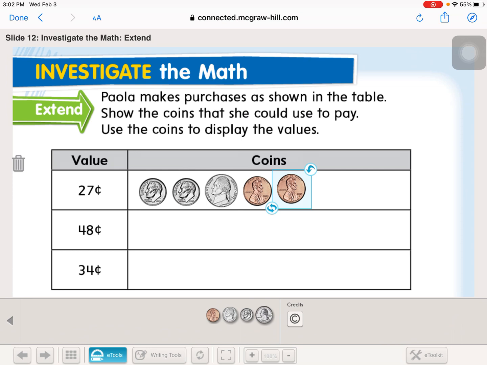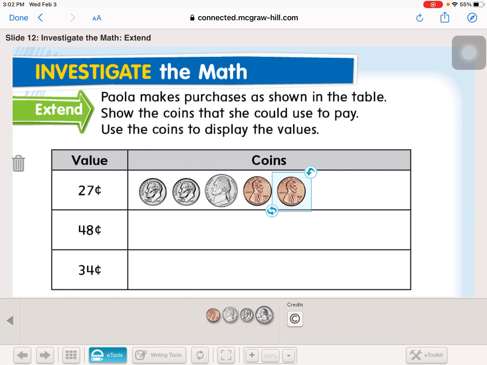So the one combination, the one with the least amount of coins that Paola could have, unless you're using a quarter. I should mention that. A quarter has 25 cents, but we're only looking at pennies, nickels, and dimes today. With these 3 types of coins, though, the least amount we could use is 2 dimes, 1 nickel, and 2 pennies. That equals 27 cents.